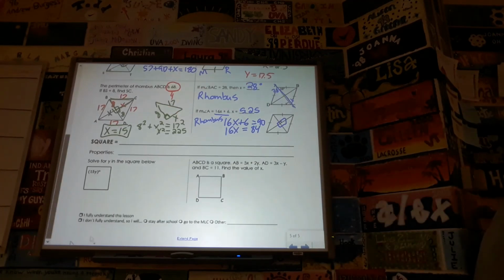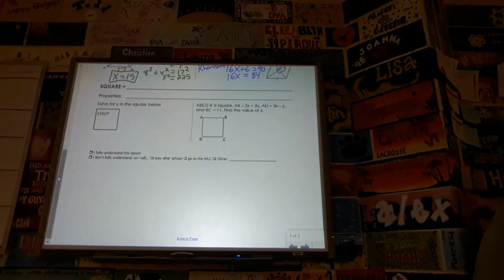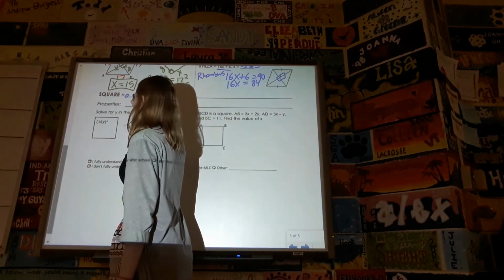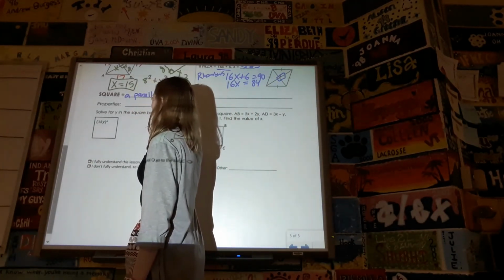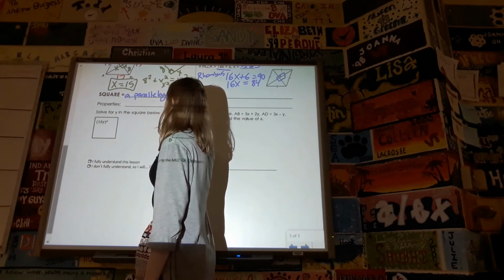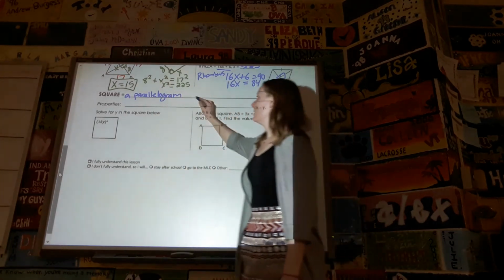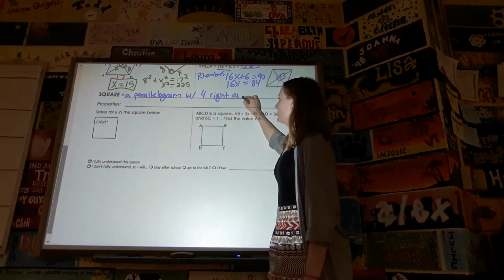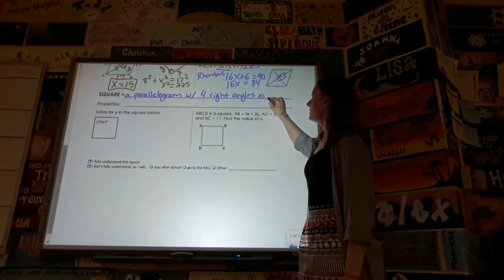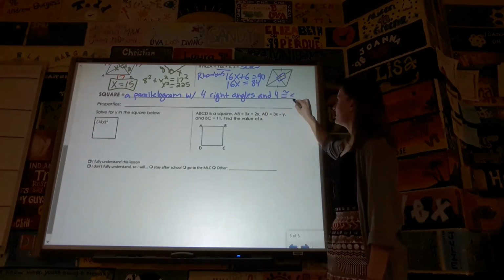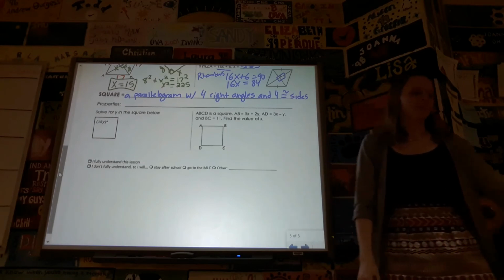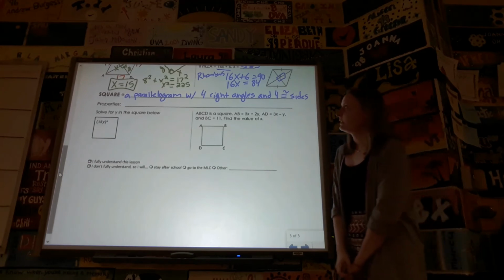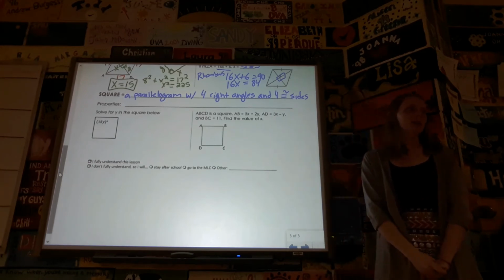Alright, lastly we have our square. I'm not going to focus too much on it because the definition of a square is interesting. A square is a parallelogram (I'm going to write parallelogram instead of quadrilateral to save space) with 4 right angles and 4 congruent sides. Make sure you write that down. A square is a parallelogram with 4 right angles and 4 congruent sides.